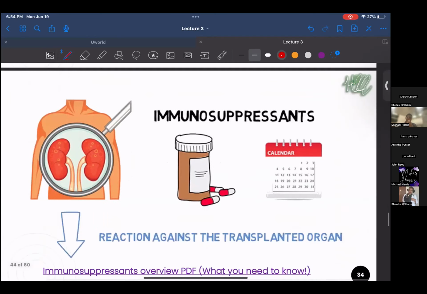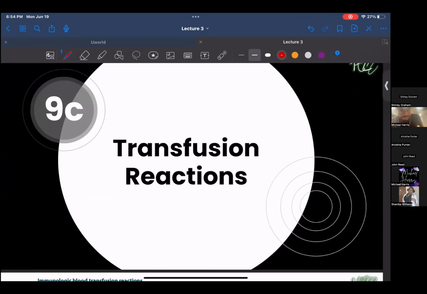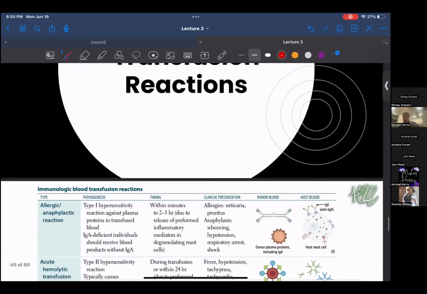Okay, now transfusion reactions. I'm not going to spend too much time on this because you may see at most one question on this, because they don't really talk about it too much for your class. But you will see questions on this on your step. So I'm just going to quickly go through it.